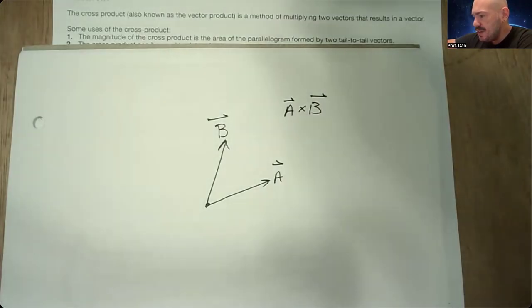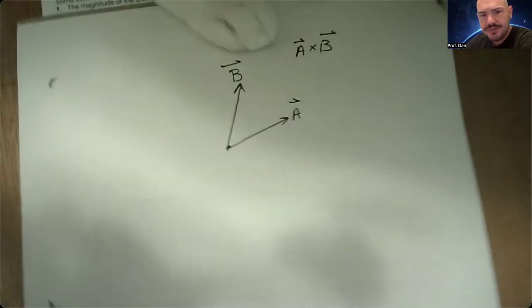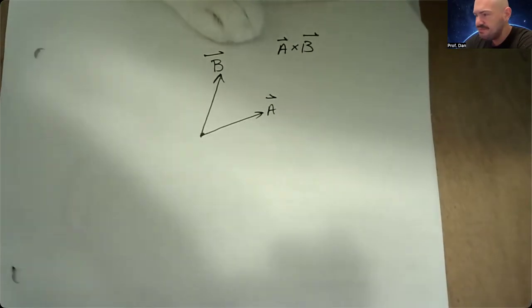If I wanted to find A cross B, the direction, this is what happens when you have cats. Come on.